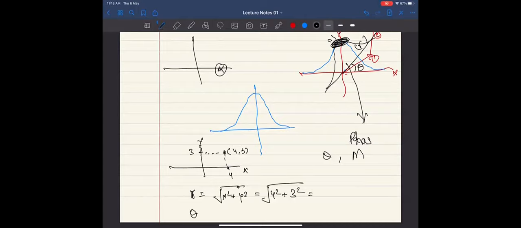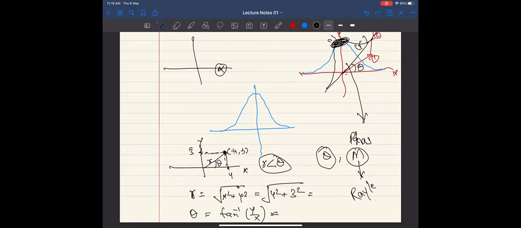And what would be the theta? So this is your r, and theta would be equal to tangent inverse of y over x. This would be the angle which is forming. So you can either express this point with respect to the x-axis and y-axis, that is (4, 3), or you can also express it as r angle theta, right? So this point can be expressed in two ways. If we express it in magnitude and theta form, the magnitude actually shows you the Rayleigh model.